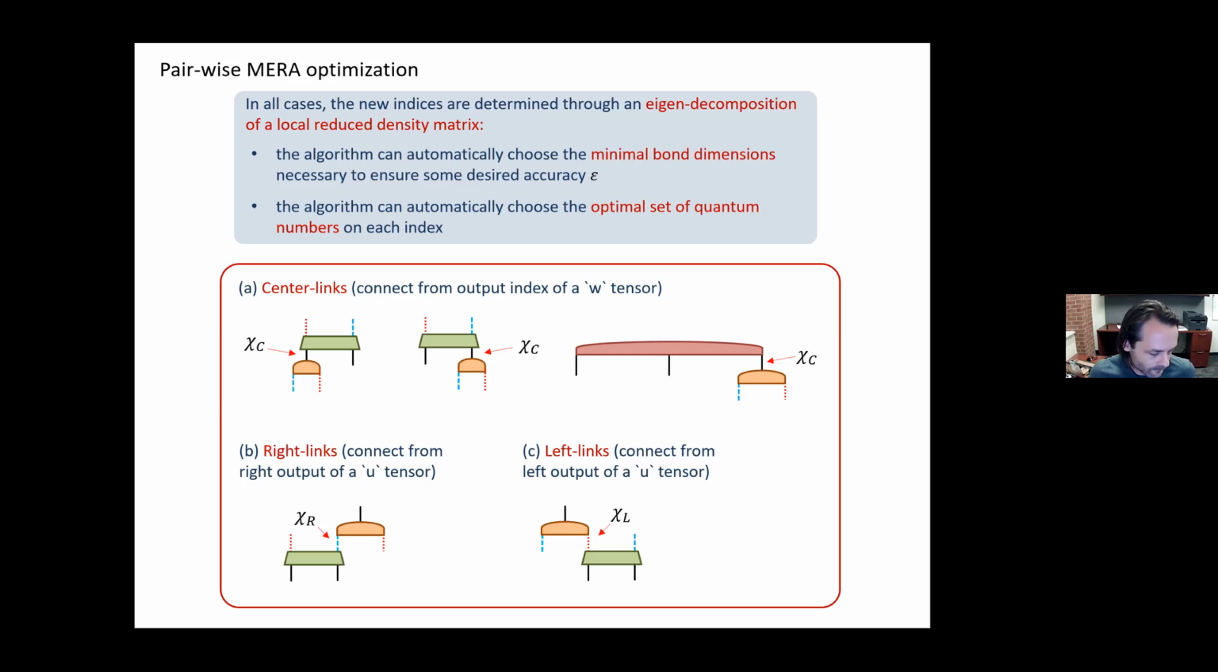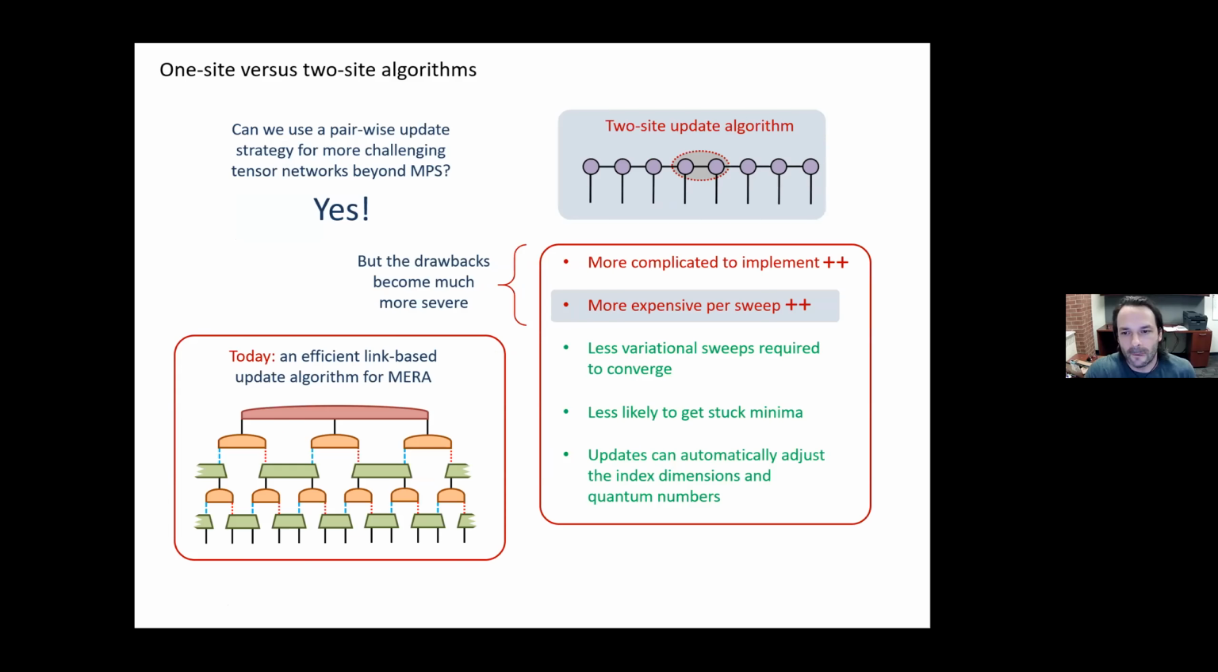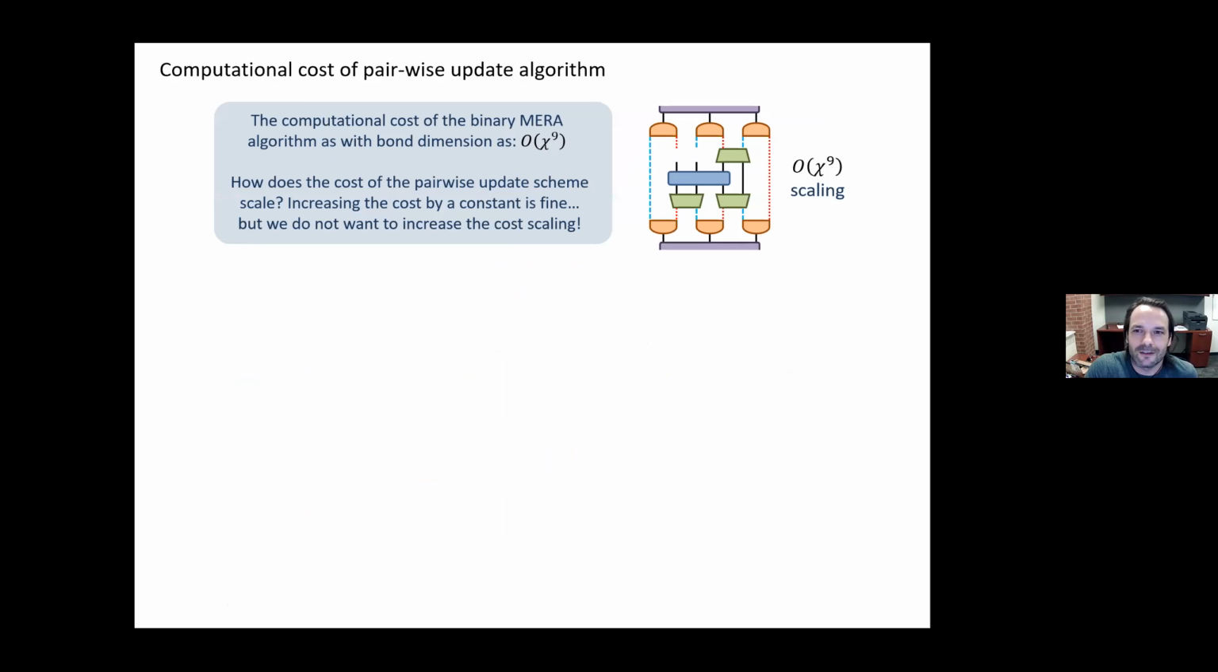What's the time? Okay, so that was the part of how you actually do this new algorithm. So I'll talk briefly about the costs associated with doing these steps. Okay, so an ordinary binary MERA has a cost scaling as bond dimension to the power of 9, if we just, for simplicity, assume all of the dimensions are the same, chi.